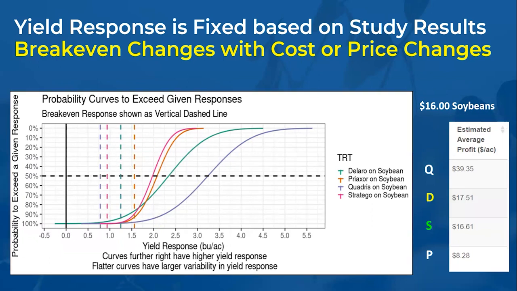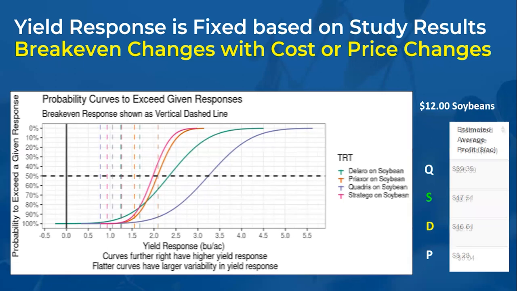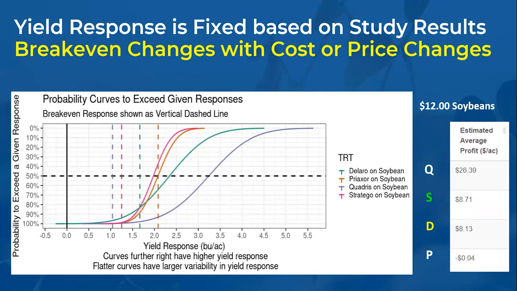So now if we go back to the $16 per bushel soybeans, you can look at your estimated average profit, and that's based on the mean yield response that was seen in the trials times the market price for soybeans. And again, if you change to $12 soybeans, you can see how in the probability curves, the dashed lines move to the right, indicating a higher break-even yield response, and your estimated average profit dropped.